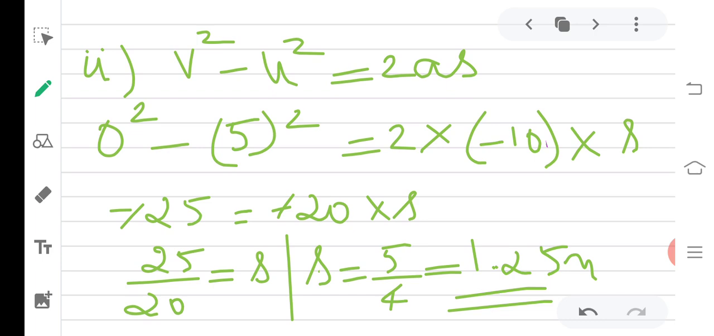So this is how you use the equations of motion in solving the problems. Hope all of you have understood.